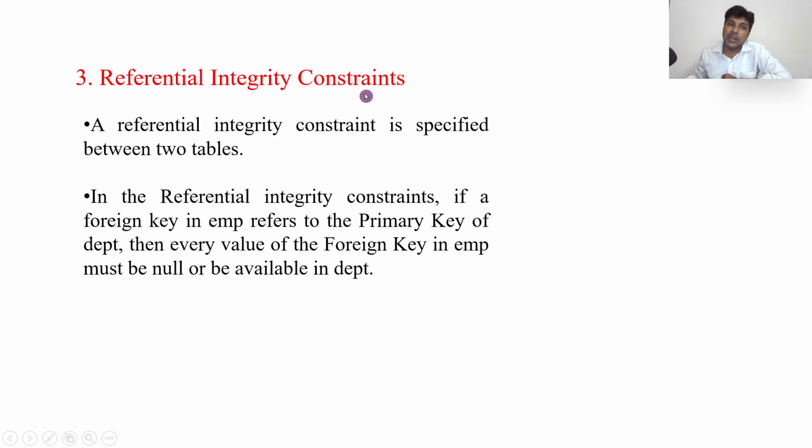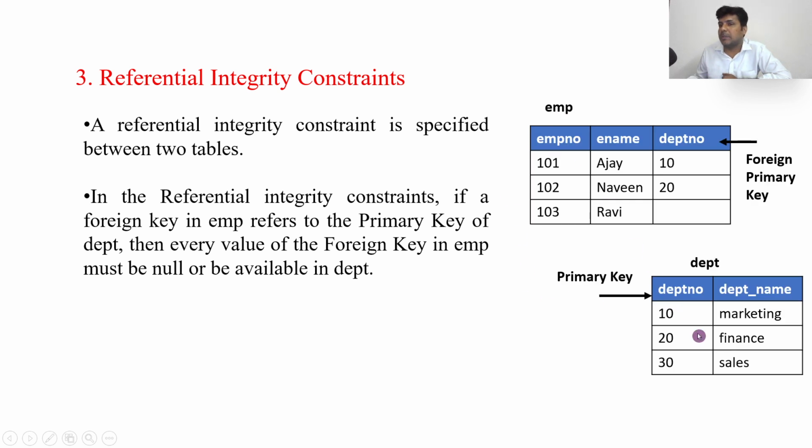Okay, next, referential integrity constraint. A referential integrity constraint is specified between two tables. See, when you have two tables, only then does this referential integrity constraint come into existence. So what is the rule of referential integrity constraint? I will show you. See, an employee table is there, a department table is there. Department number is a foreign key in the employee table, and in the department table, it is the department number.